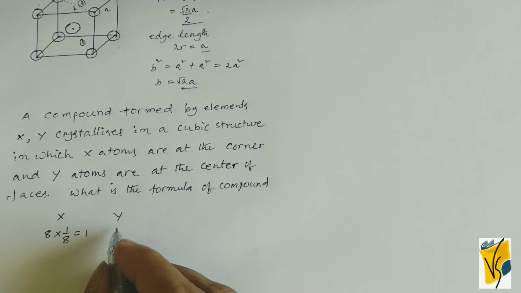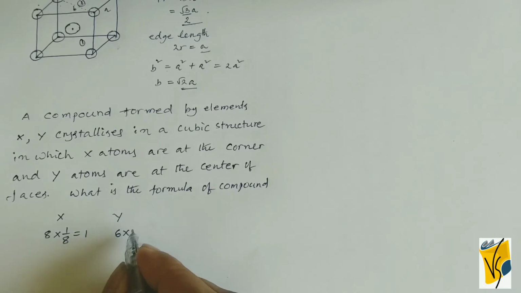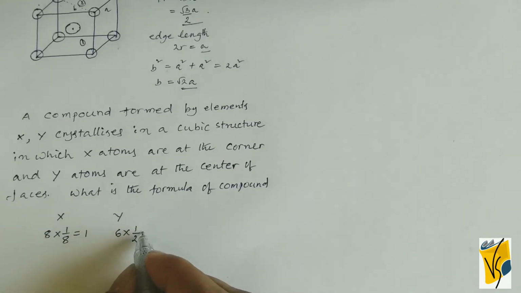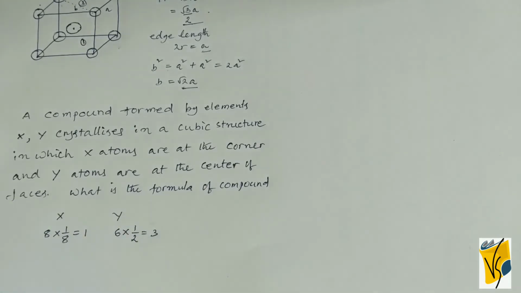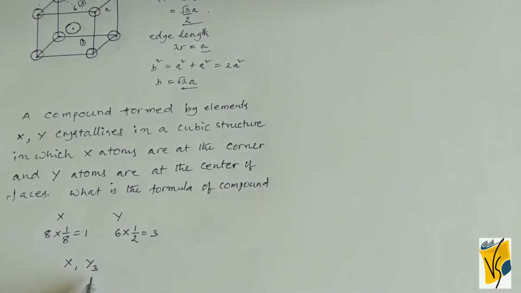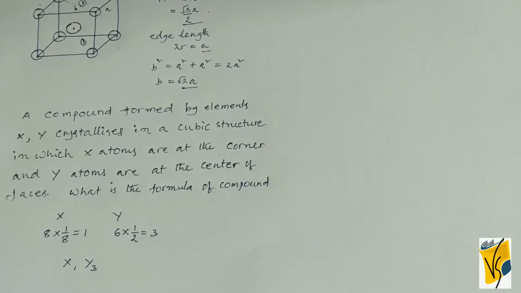And y atoms are present at the center of the faces. How many faces are there? 6 faces, and the contribution to one unit cell by the face centered atom is 1 by 2. So this is the total contribution. So how many atoms of x are there now? 1, and y atoms are 3. So what is the formula? XY3, right? This is the formula, and this is a very simple problem.